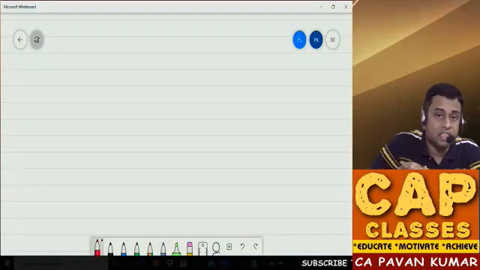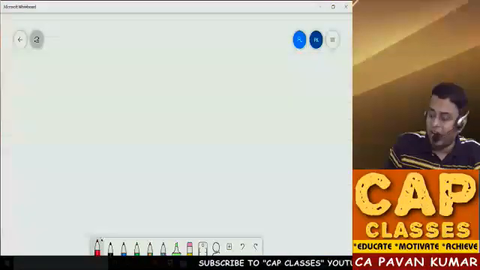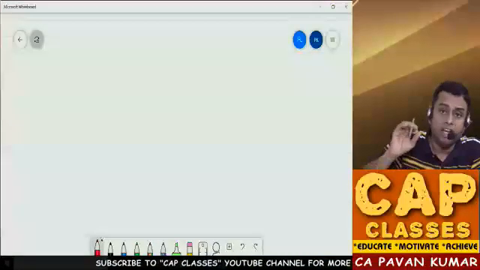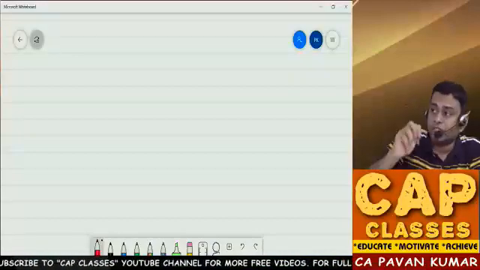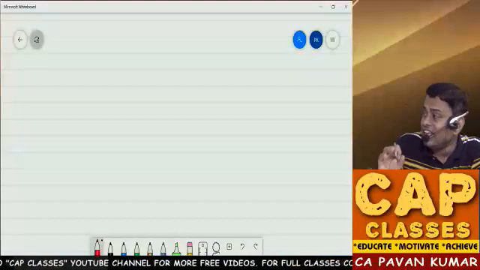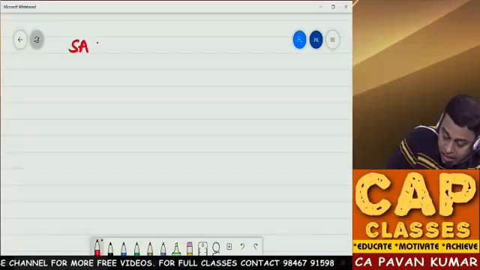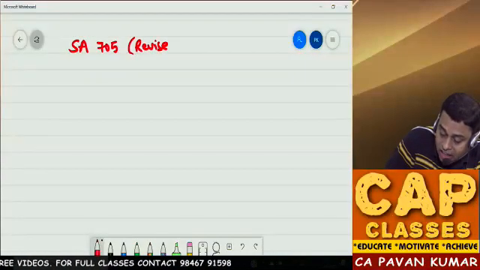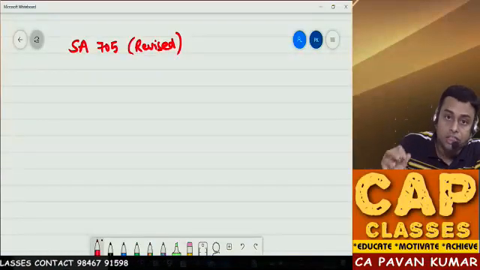In our previous class, we discussed Standard on Auditing 700, form and content of the independent auditor's report. In today's lecture, we are going to discuss two standards. First, SA 705 revised. So put the heading SA 705 revised. What is the title of this standard? It is Modifications to the Opinion.